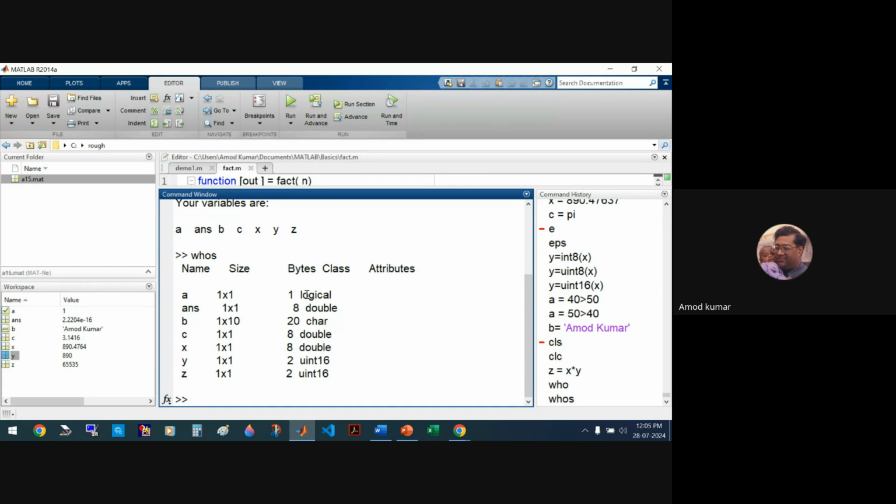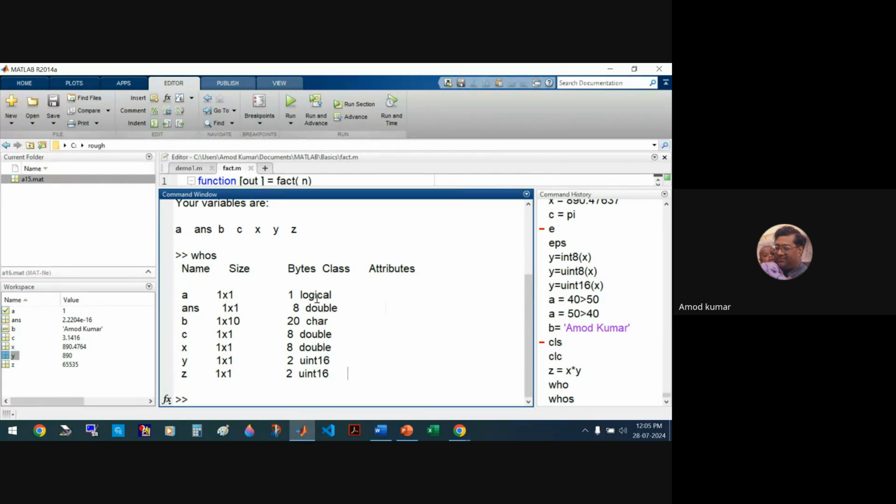But this you can see, that is the class of the variable. A was 40 greater than 50, or 50 greater than whatever it was, but it was a logical variable. So that is what it is showing, that it is a logical variable. ANS is a double type of numerical variable. This is a character type of variable. And these are all double precision real number type of variables. And Y and Z are unsigned 16-bit integers. Is there any doubt about the type of variable which you are not understanding? Tell me.